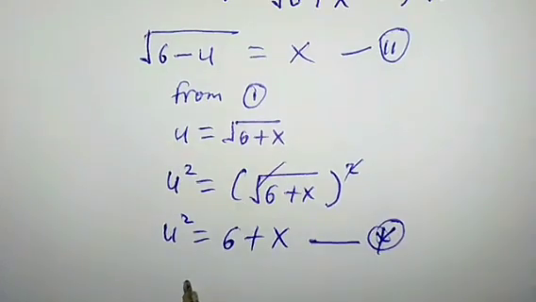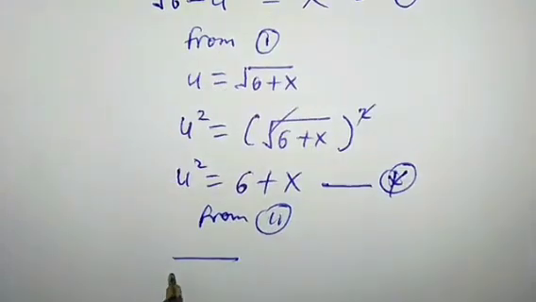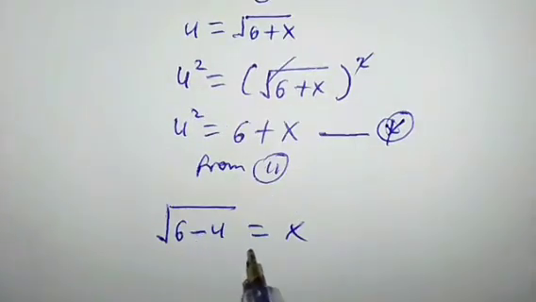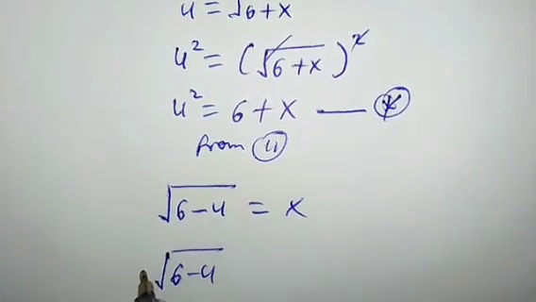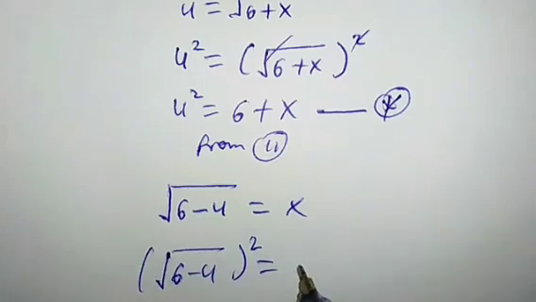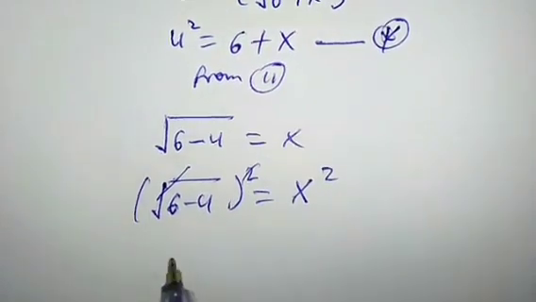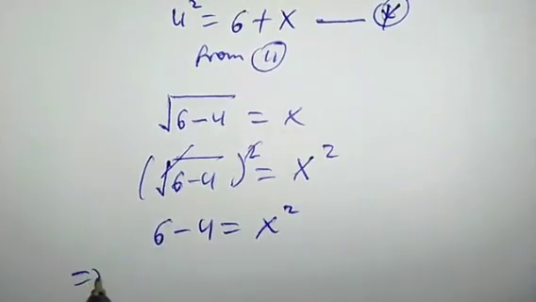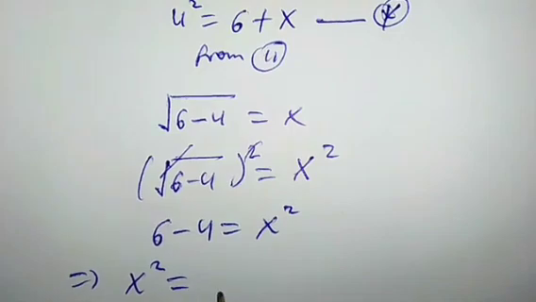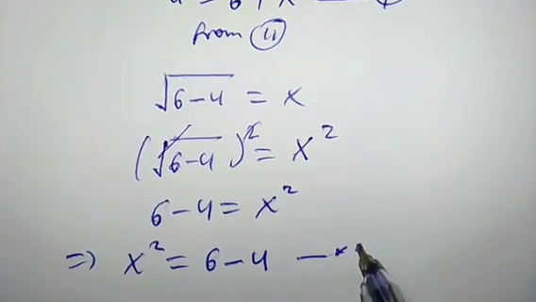So now from equation 2, this guy, square root of 6 minus u equal to x. Suppose we also square both sides, we are going to have square root of 6 minus u to the power of 2 equal to x to the power of 2. This bigger square root takes care of this power, so we have 6 minus u equal to x to the power of 2. This implies that x to the power of 2 is equal to 6 minus u. So let us call this equation star star.